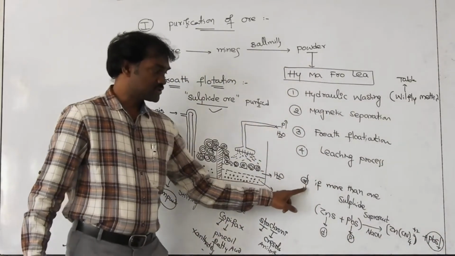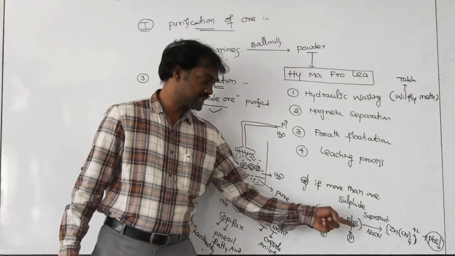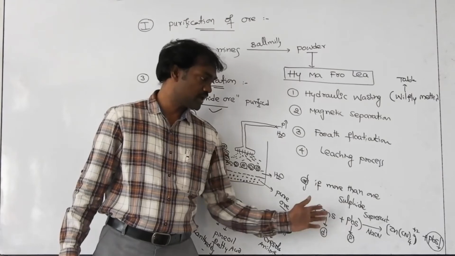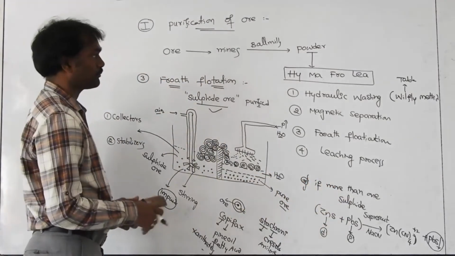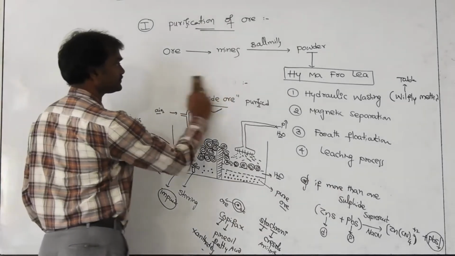So this is also very important. The suppressant which you are using is NaCN. Cyanide is a strong ligand, used for the removal of d-block element points. Next, the leaching process.